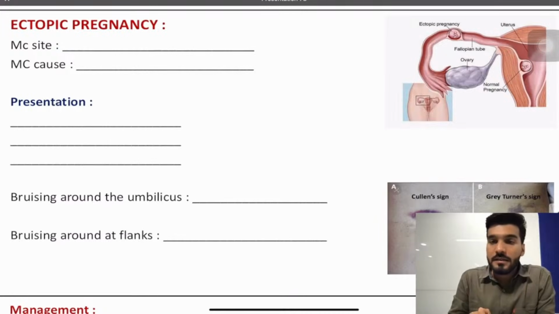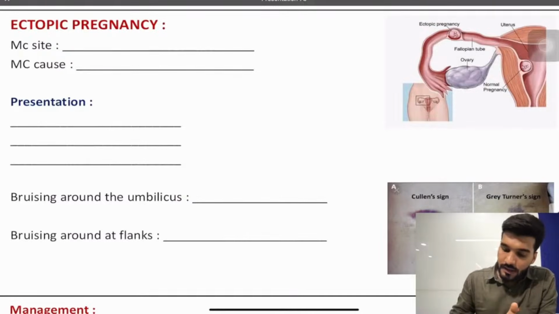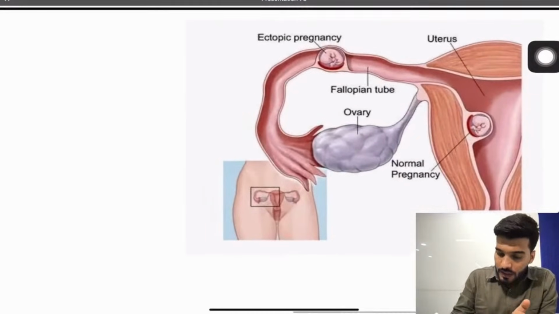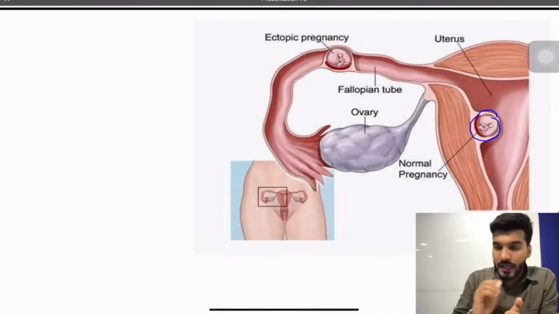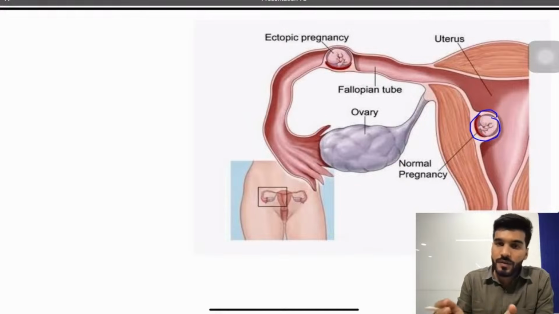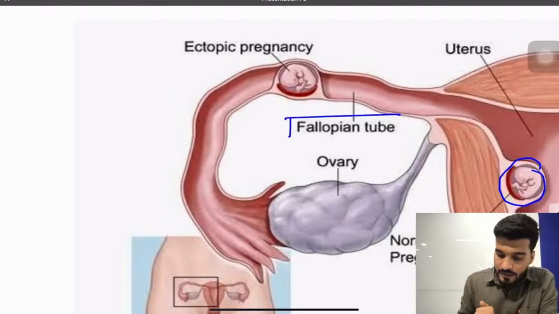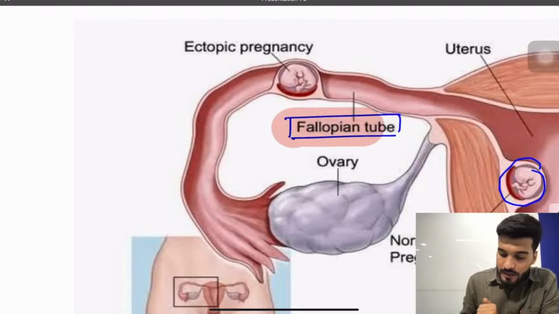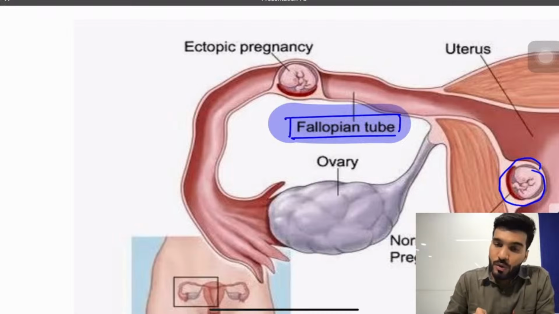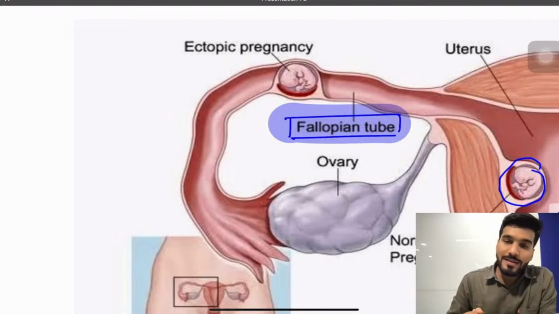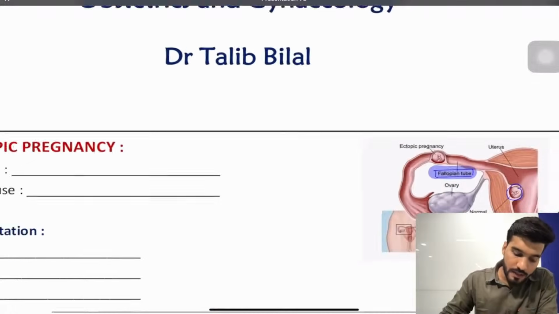Now, what is ectopic pregnancy? It simply means the pregnancy outside the uterus. This is the normal, intrauterine pregnancy, and any pregnancy outside the uterus is going to be the ectopic pregnancy. The most common site of ectopic pregnancy is going to be the fallopian tube, and the most common site in the fallopian tube, if the question is asked, your answer is going to be the ampulla.